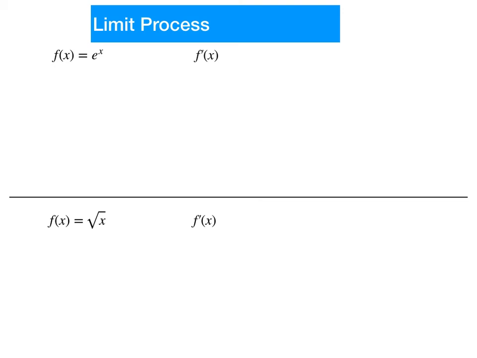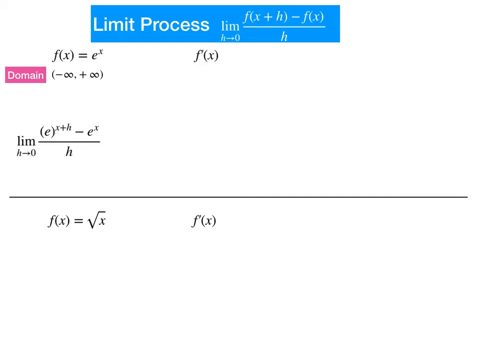In this short video, we'll discuss how to use the limit process to find the derivative of some of the basic functions. First, let's look at e to the x. So we know the domain of these functions is our real numbers from negative infinity to positive infinity. And we're going to use the limit process to establish a limit problem, as we know that e to the x plus h is a representation for f of x plus h. And e to the x is just f of x.